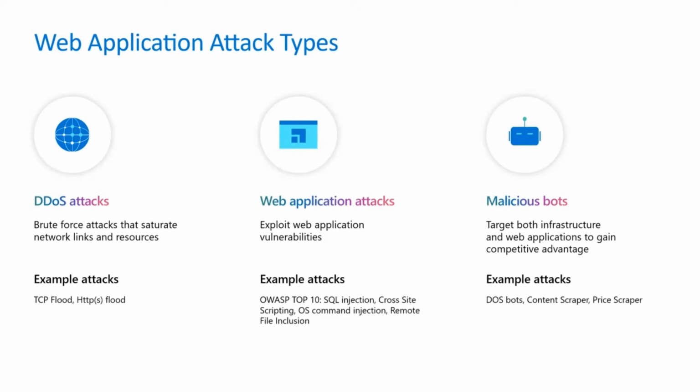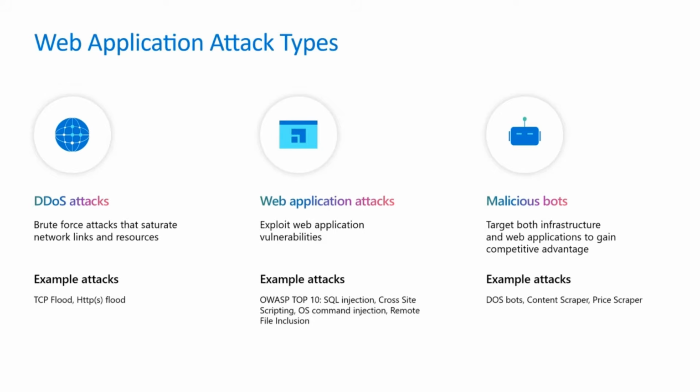The third type of attack is malicious bots. And malicious bots are automated programs that scrape data, probe for vulnerabilities, and perform credential stuffing. So they can cause financial loss, competitive disadvantages, even legal challenges, and some of these bots can deliver malware. So you can see here some examples of malicious bots.